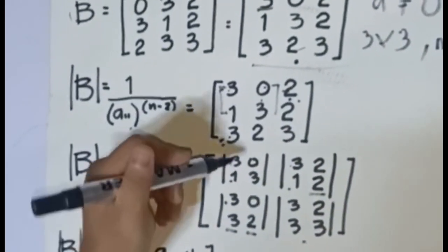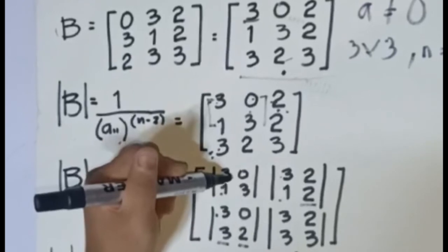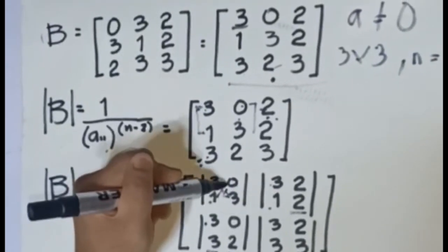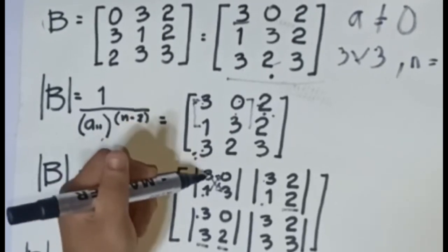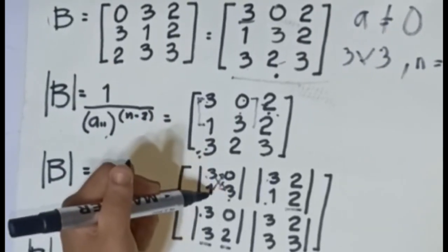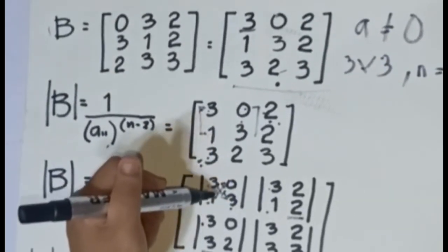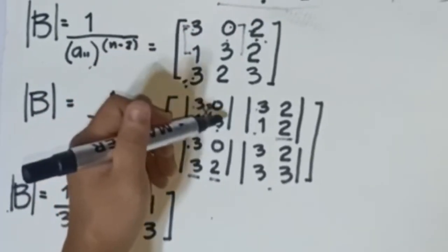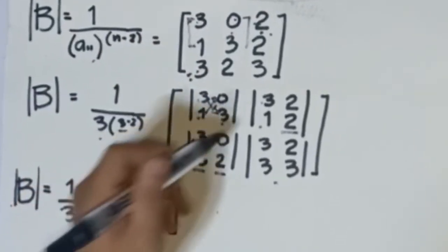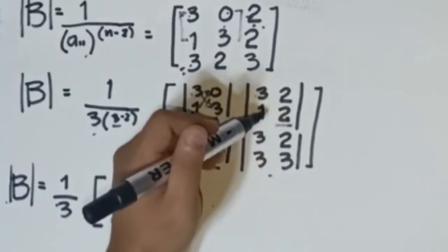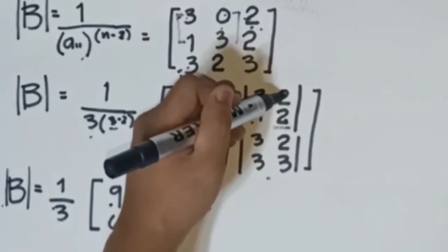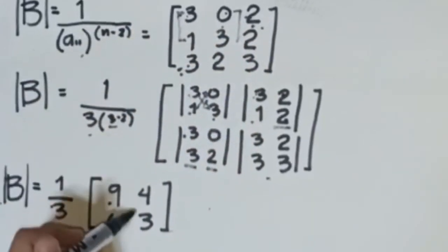So we get our final answer. We will do the cross multiplication and then subtract their given product. So here 3 multiplied by 3 is equal to 9, minus 1 multiplied by 0 is equal to 0. So 9 minus 0 is equal to 9. For the second one, 3 multiplied by 2 is equal to 6, 1 multiplied by 2 is equal to 2. So 6 minus 2 is equal to 4.